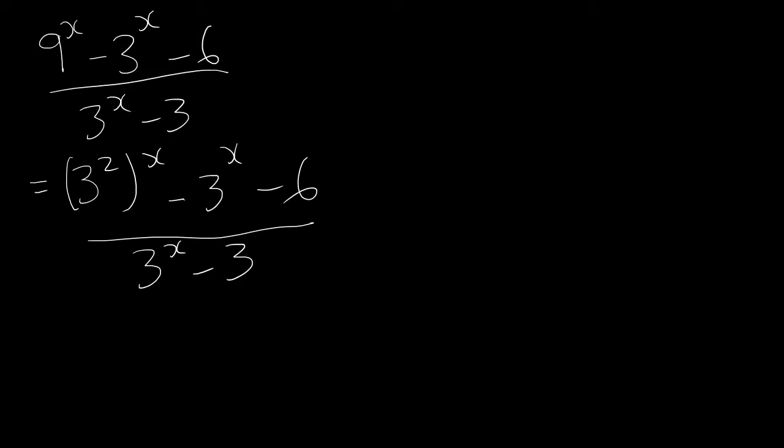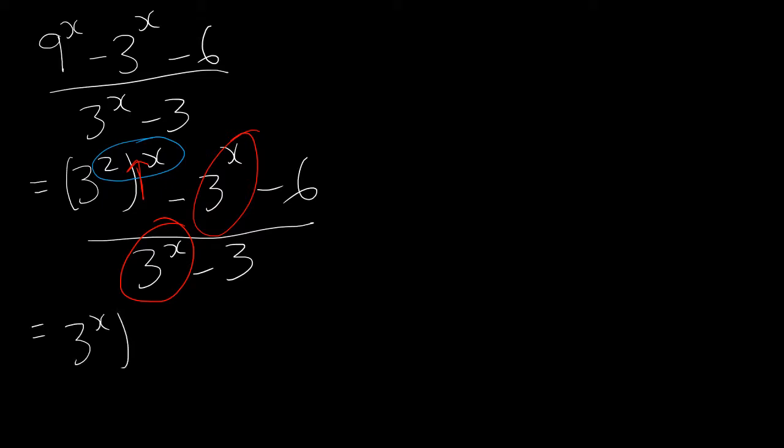So the 3 squared and the x. Now I want to create a 3^x, because if you look at this clearly, there's a 3 to the power x here and there's a 3 to the power x here. So I want to use this and create a 3^x. I can rewrite this in this form, because remember 2 times x is the same as x times 2. So I can say (3^x)² − 3^x − 6 all over 3^x − 3.